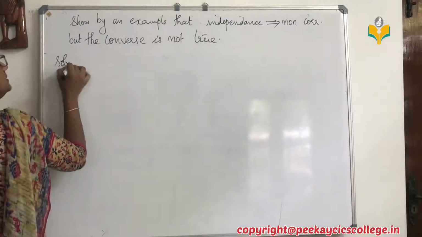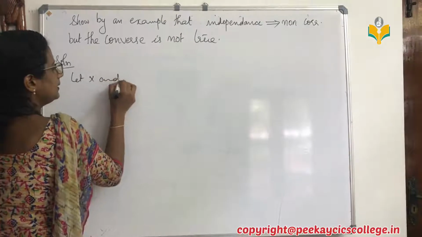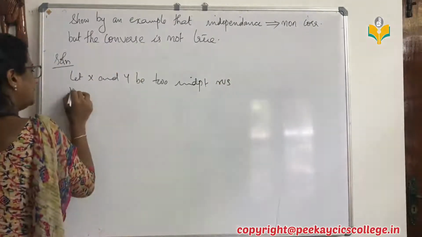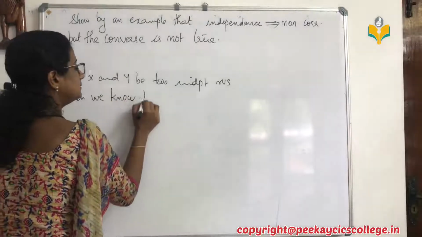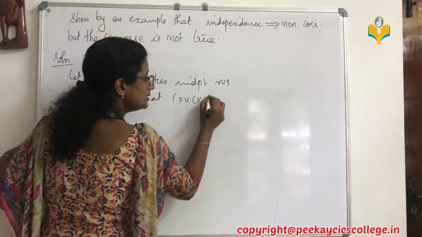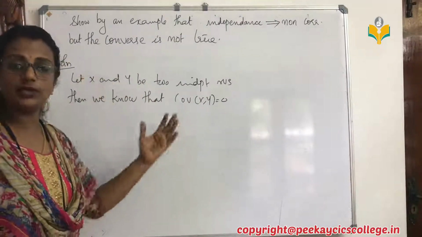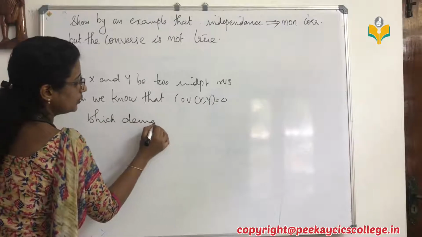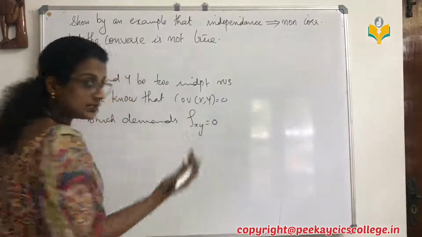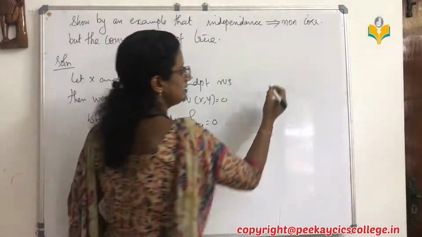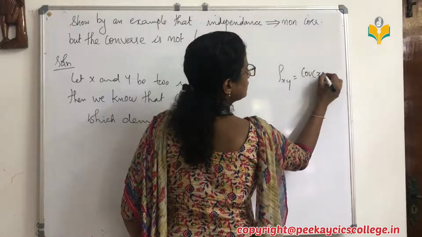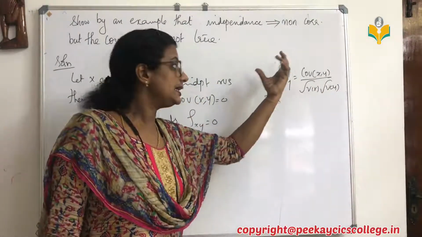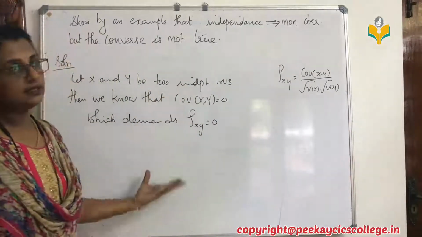Suppose let x and y be two independent random variables. Then we know that covariance of xy equal to 0. We already studied that if x and y are two independent random variables, then covariance of xy equal to 0, which demands rho xy equal to 0. What's the reason? Rho xy equal to covariance of xy divided by root of variance of x into root of variance of y. If covariance of xy equal to 0, then obviously rho xy equal to 0. Clear? Now we have proved the first part.